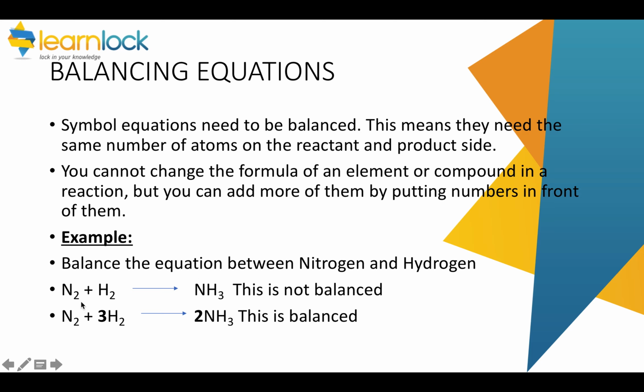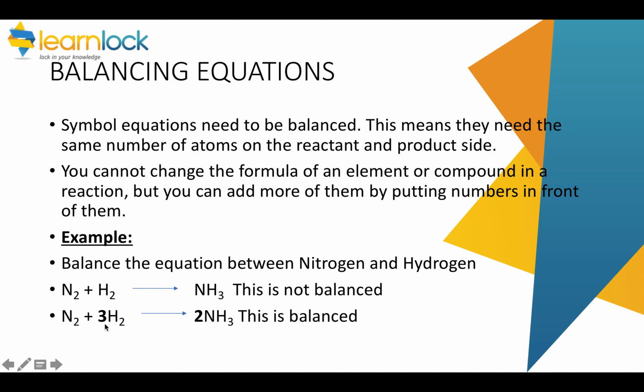Let's look at an example. This is a reaction between nitrogen and hydrogen to make ammonia. At the moment, it's not correct because it's not balanced. What I mean by that is there's two nitrogen atoms here and only one nitrogen there. There's two hydrogens here and there's three hydrogens here. So how would you balance it?